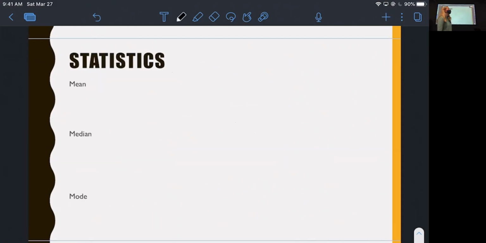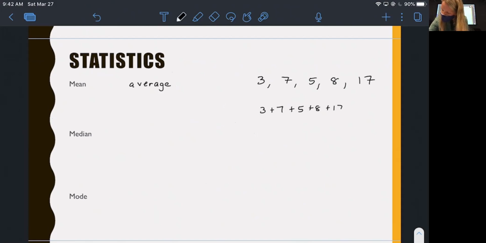Statistics. You just need to know basic statistics. What is the mean? If it asks you to find the mean, what is it asking you to find? Average. So you just add up all the numbers and divide by the total. So if our numbers were 3, 7, 5, 8, and 17, and it wanted you to find the mean of those numbers, all you got to do is add them together and divide by how many numbers there are. So you would take 3 plus 7 plus 5 plus 8 plus 17 and divide by 5. And you get 25, 35, 40, what is it, 8?